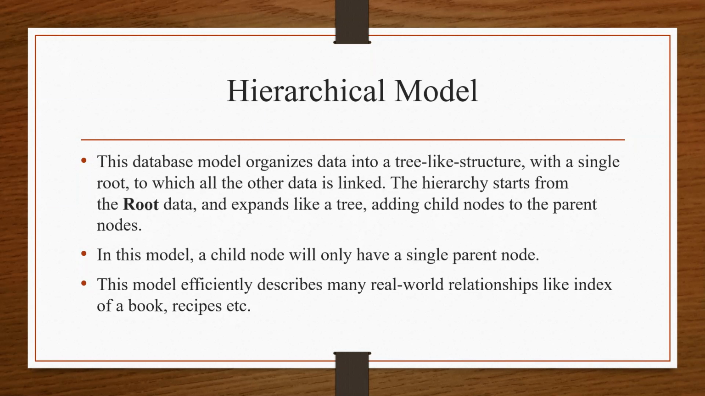Multiple child tables. Here child means child tables, parent means parent table. What is the parent table? Parent table means the main table, the base table, and child tables mean sub tables. This model efficiently describes real world relationships like the index of a book, or a recipe. You can see in your textbook, the index.